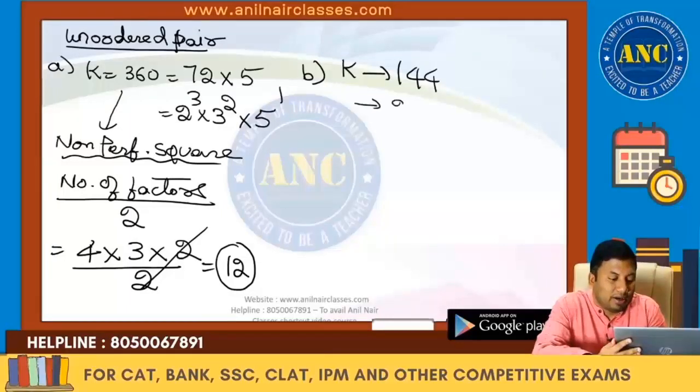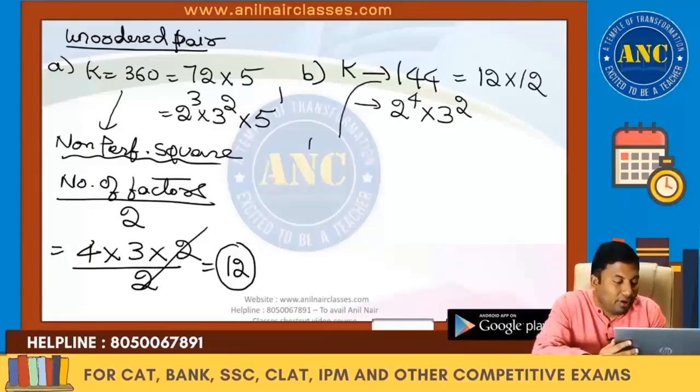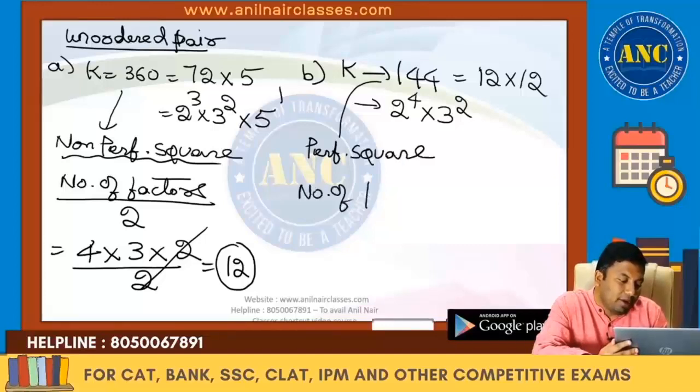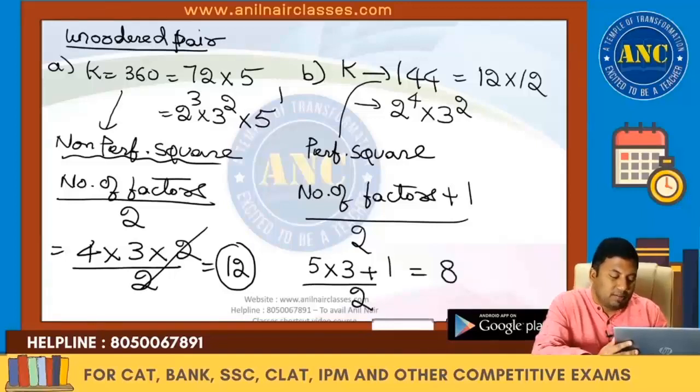144 is nothing but 16 into 9, 2 power 4 into 3 square, which is 12 into 12. Now if you observe, 144 is a perfect square. If it is a perfect square, by default it will be (number of factors plus 1) by 2. 2 power 4 number of factors is 5. 3 power 2 number of factors is 3. 5 into 3 is 15, plus 1 is 16, 16 by 2 is 8.